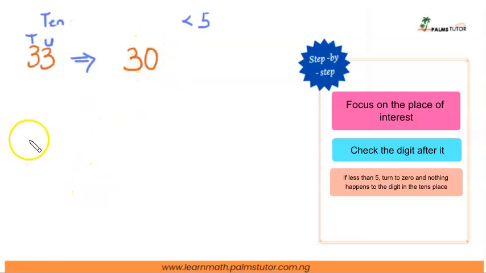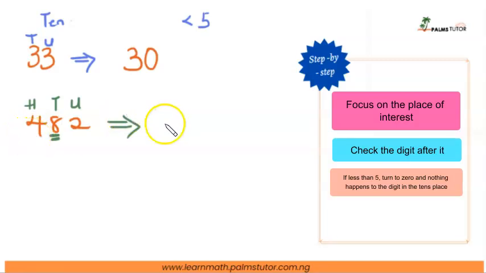Let's see another example. If I have 482, you're rounding it up to the nearest 10. Okay, so what's going to happen? The digit in the tens place is 8. So this is tens, this is units, and this is hundreds. This is where we are concerned about. So nothing is going to happen to the ones before. I just want to know, is 8 going to increase or is it going to remain the same? What would determine that? It's the digit after it, which is in the units place.